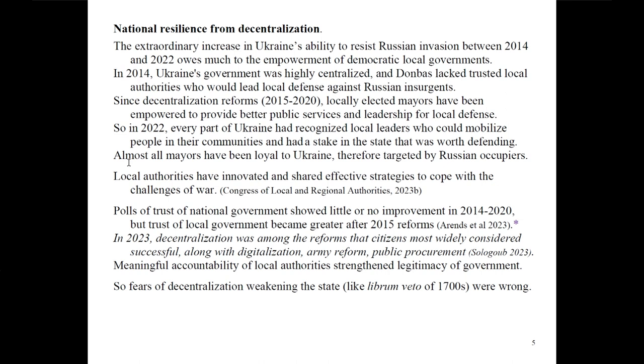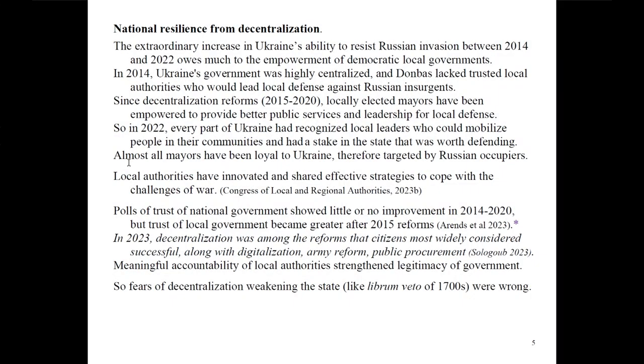In March and April of 2014, a small number of lightly armed subversives, organized and disciplined by Kremlin-led agents, subverted local government in eastern Ukraine, in Donetsk and Luhansk, the Donbass. And in 2022, the world saw the Ukrainian people in every part of Ukraine, east and west, rise up and take personal risks at all levels to fight off a forceful invasion by one of the most powerful armies of the world. The extraordinary increase in Ukraine's ability to resist the Russian invasion between 2014 and 2022 owes much to many things, but I want to argue that a significant factor is the empowerment of democratic local governments.